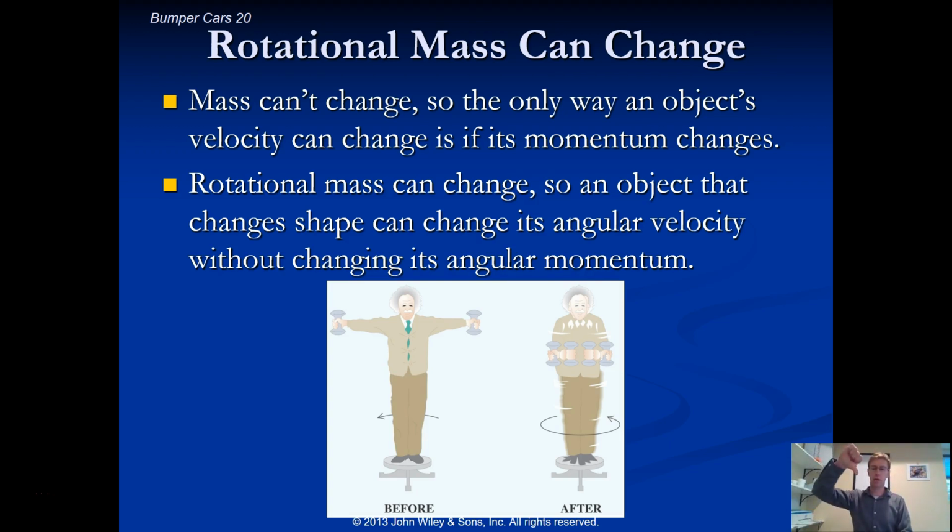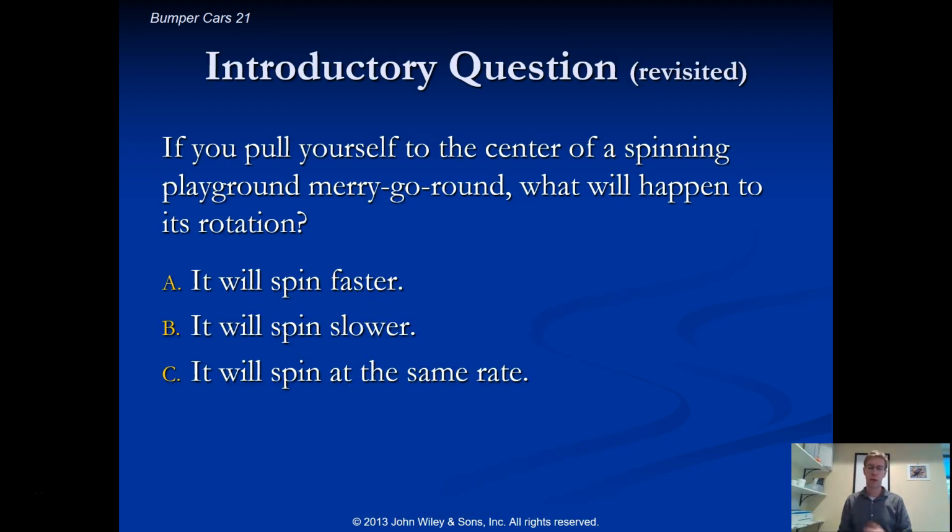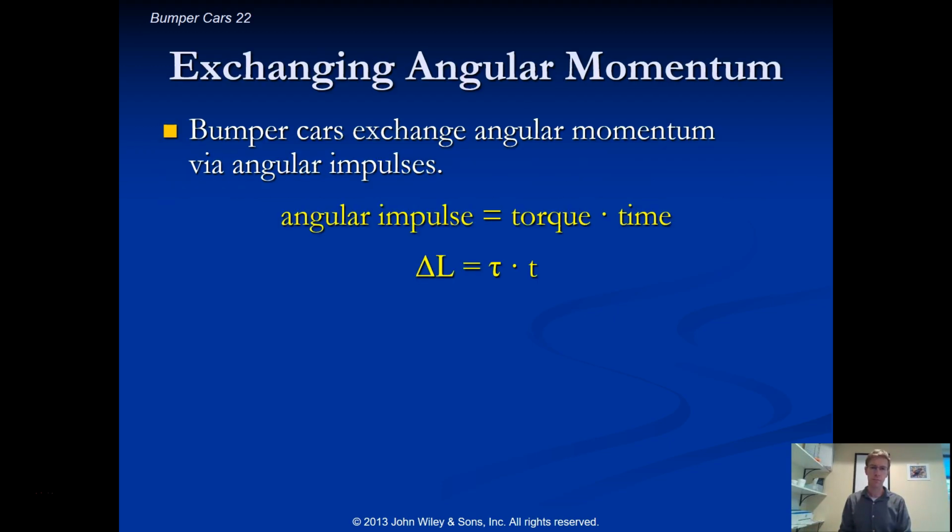And so if your rotational mass goes down, your angular velocity must go up to keep it at a consistent value. This explains the answer to our introductory question at the beginning of this section during our last class. When you move towards the center of a merry-go-round, you start to spin faster because of conservation of angular momentum.